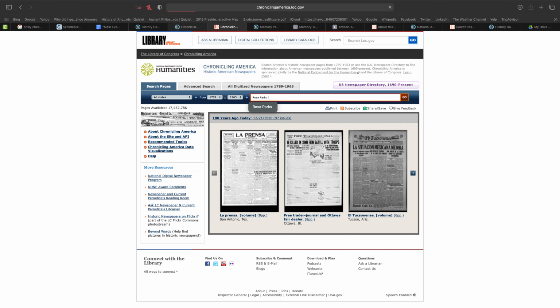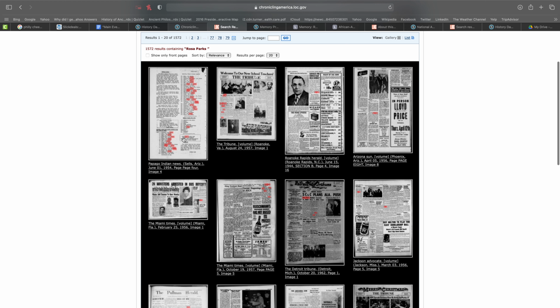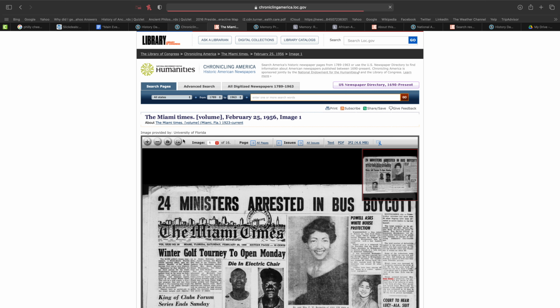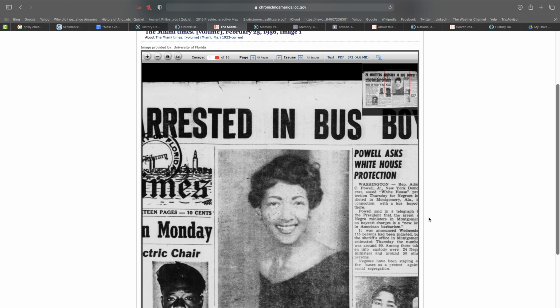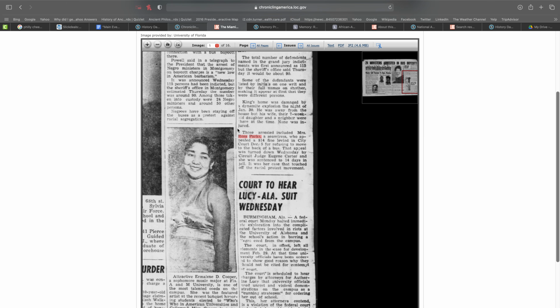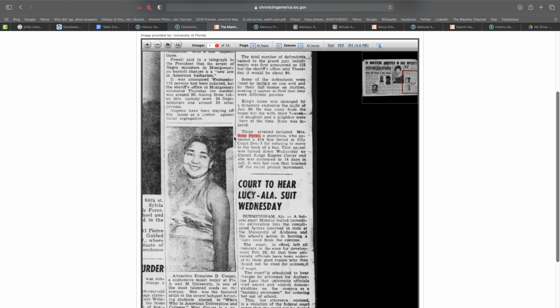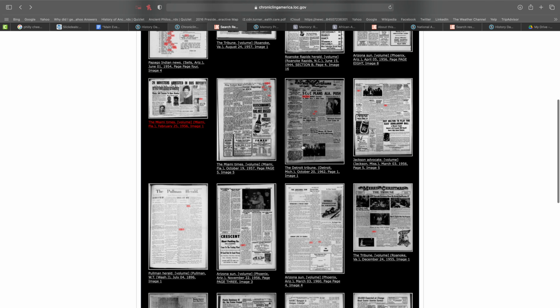You can find a number of things. For instance, in the Miami Times from 1956, they have a little story that says those arrested included Rosa Parks, a seamstress, who appealed a $14 fine levied in city court for refusing to move to the back of the bus. And you can see here, actually, she was sentenced to 14 days in jail. That's just an example.